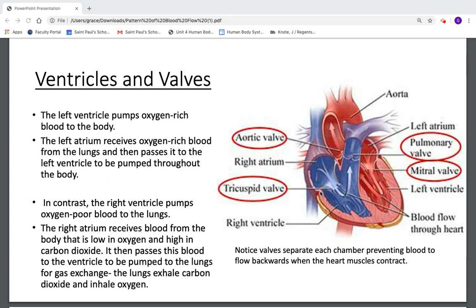Also in the diagram, notice that there are four valves, one in each side of the heart, separating the atria and the ventricles, and also one separating the ventricles and each artery. So that'll be the aortic valve and the pulmonary valve. The valves open so that blood can pass through and move on into the next step in the circulatory system. They can also close so that blood does not flow backwards.